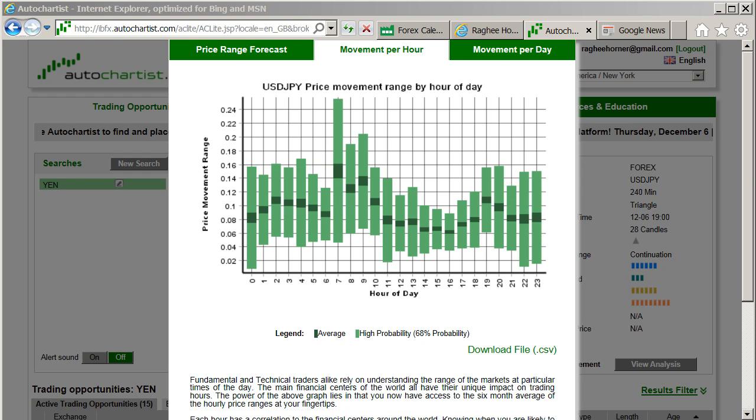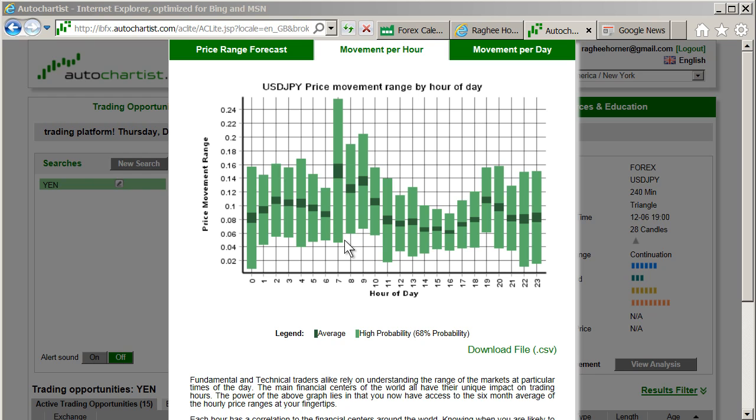And the band represents your average, while the overall bar, from top to bottom, represents the probability at the tune of about 68%. So this is better than 2/3 the likelihood of the pip movement range. That doesn't mean that the dollar yen is incapable of moving more than 24 pips in an hour. And it certainly doesn't mean that the dollar yen couldn't move less. These are just a very high probability of pip movement for that hour.